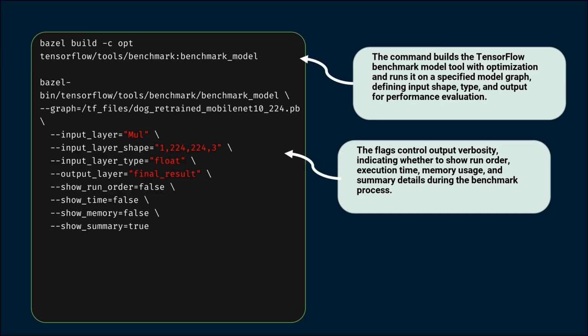Finally, by showing the summary, we can glean essential information such as the estimated floating point operations, FLOPs, which ultimately helps in understanding our model's efficiency for mobile deployments.